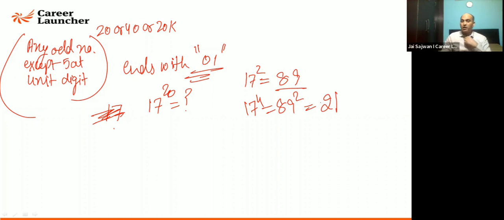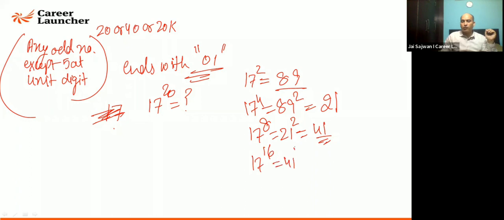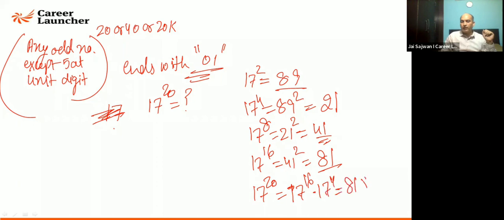I still remember many of you say, sir, duplex is a better method. We will not remember it. You remember my words at that time? I told you, you have to remember both the methods. So 17 to the power of 8 is 21 square, which is 441. 41 will come. 17 to the power of 16 is nothing but 41 square. 9 less than half of 100. 9 square is 81. 17 to the power of 20 is 17 to the power of 16 into 17 to the power of 4. That is 81 into 21. That comes out to be 01. Your answer is 01. I believe it is clear now.